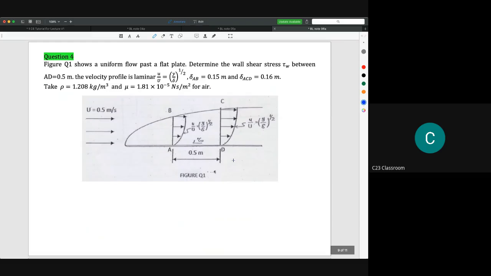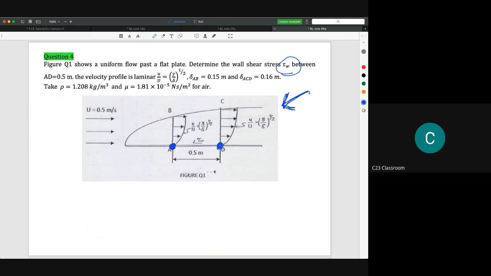Okay, so we go for question 4. Figure 1 shows a uniform flow past a flat plate. Determine the wall shear stress tau wall between AD. So the question is to determine the shear stress from this point to this point only. This is actually the formation of the boundary layer.